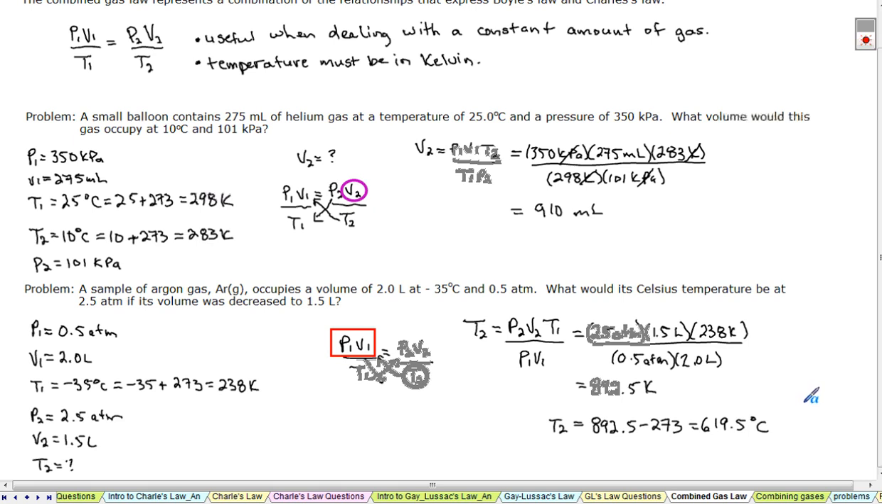So there we go. And this concludes the lesson on combining gas laws. You can take a look at the next section where we take a look at combining gases and starting to take a look at the reactions between combining gases and Avogadro's law.